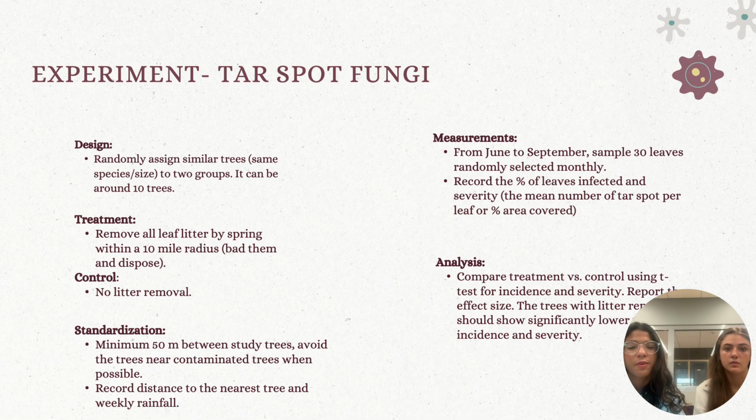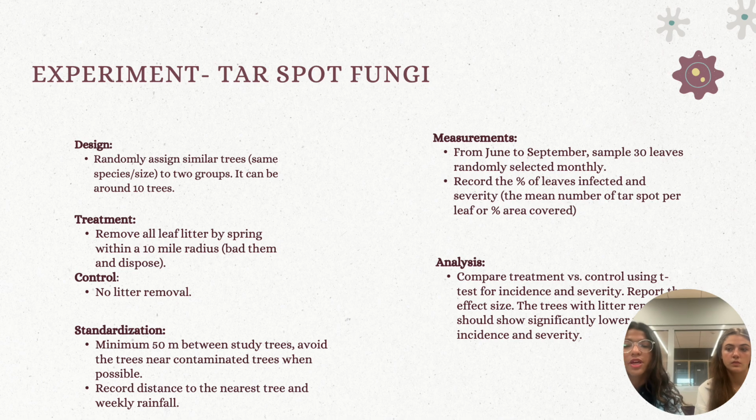So for our actual experiment, we have the design, and the design was to randomly assign similar trees of the same species and size, and in this case the maple trees, to 2 groups. It can be around 10 trees, so around 5 trees per group. The treatment would be to remove all leaf litter by spring within a 10-meter radius, and then bag them and dispose of them. And the control would be no litter removal. And the standardization would be a minimum of 50 meters between the study trees, to avoid the trees near contaminated ones when possible, and to record distance to the nearest tree and the weekly rainfall.